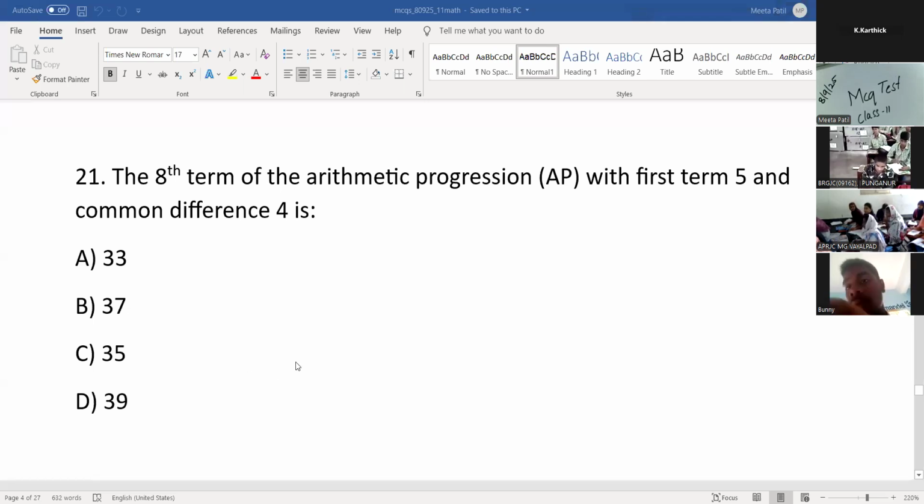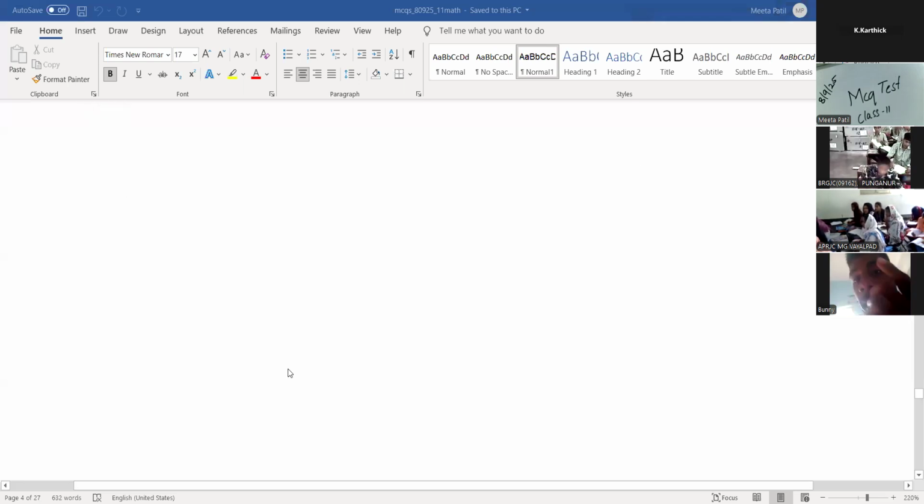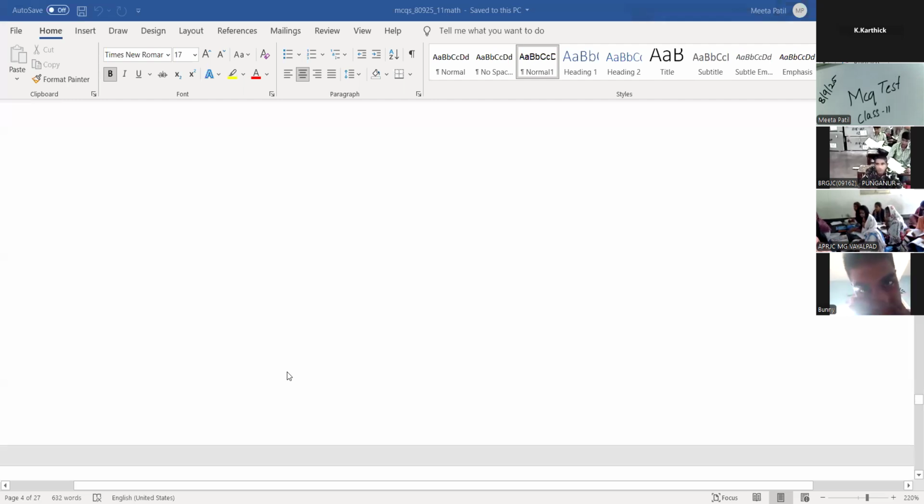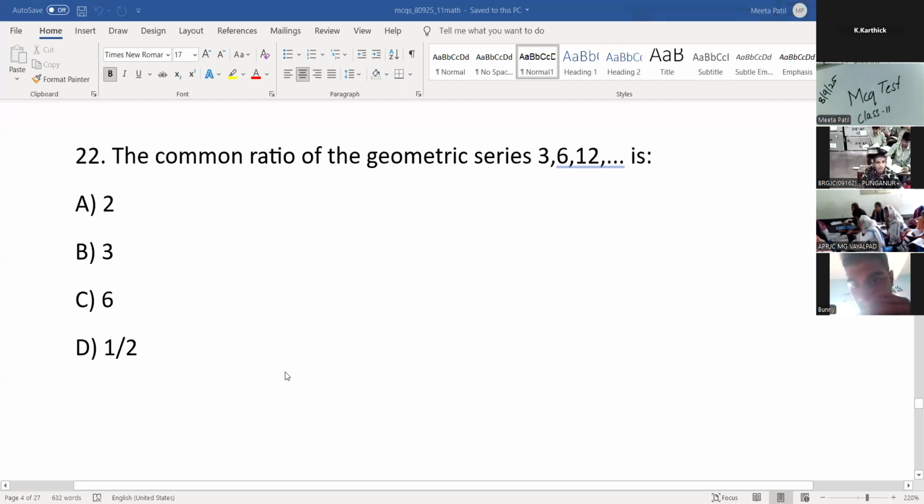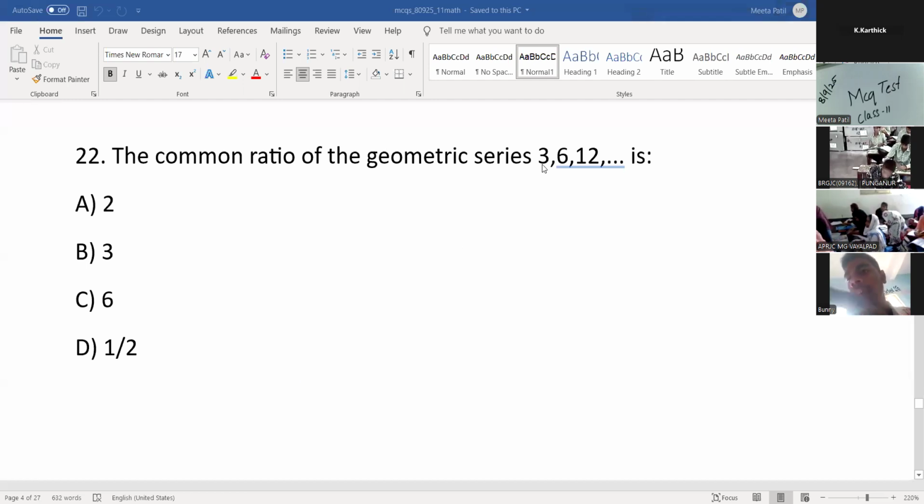Okay, students. So we are moving to the next question. That is the 22nd question. The common ratio of the geometric series 3, 6, 12 and so on is: option A 2, option B 3, option C 6, option D 1/2.